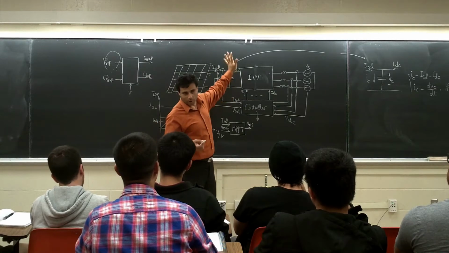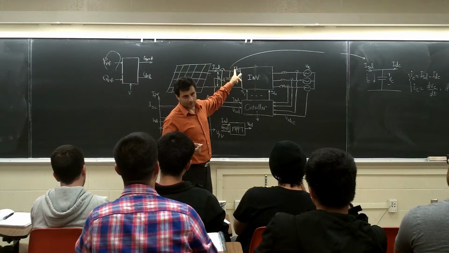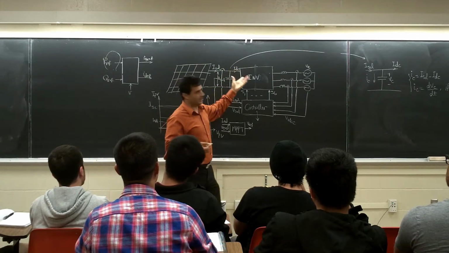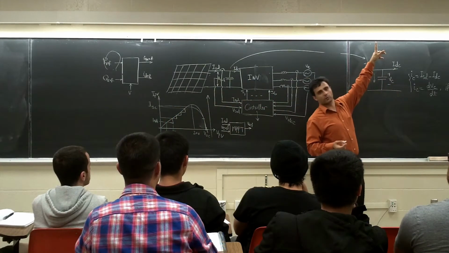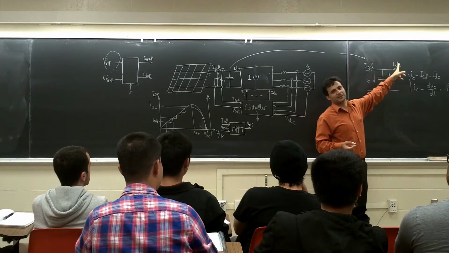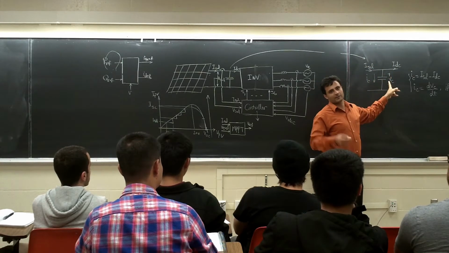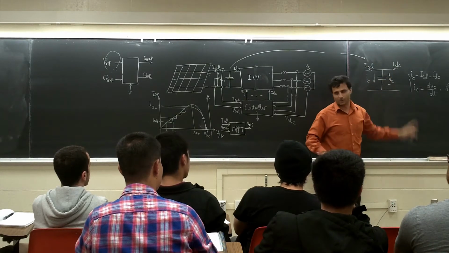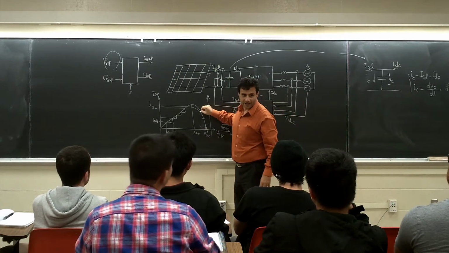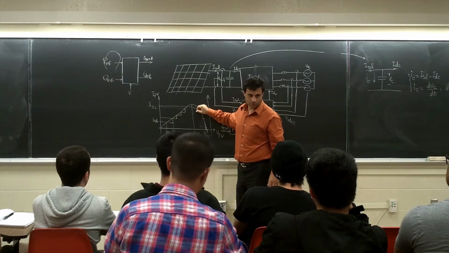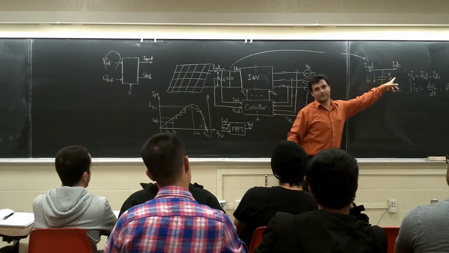I want to increase my bus voltage, so I'm going to reduce this one. This is like a pump. If this one is more than this one, I'm going to pump the voltage up. If this one is less than this one, I'm going to decrease this voltage. So if I'm on this side of the curve, I have to reduce the voltage. What should I do? I should increase my IDC.